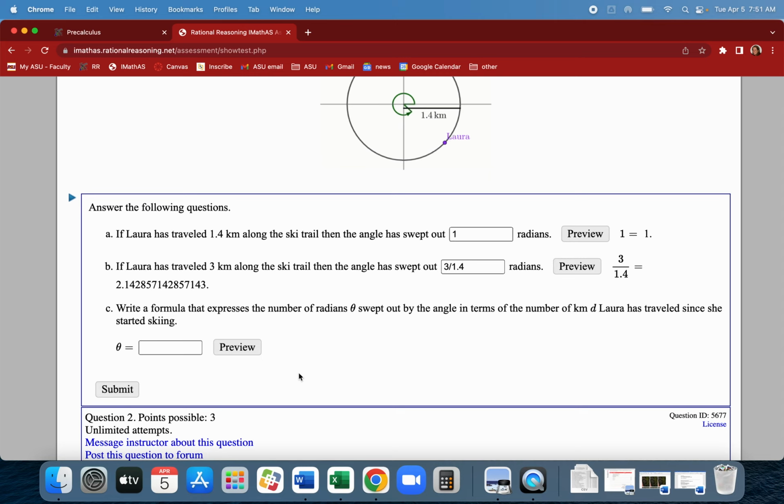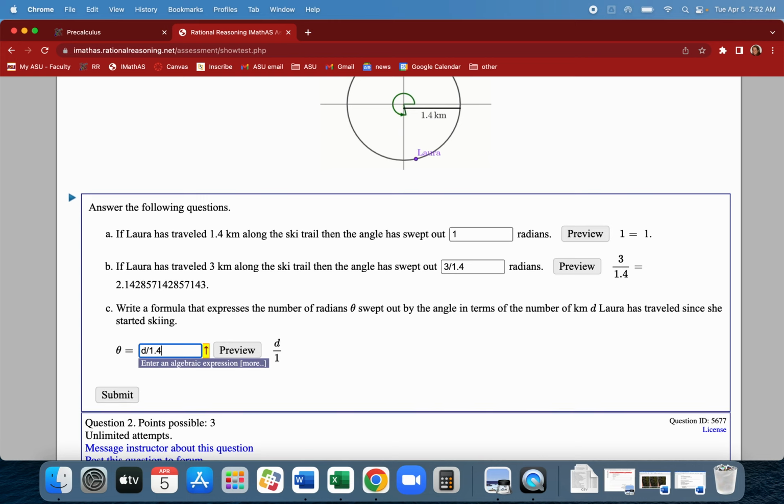But in general, I can find theta by doing arc length divided by radius. And our arc length is going to change. It's d, this unknown quantity here. The distance traveled is going to change, but it's around the same circle, right? Divide by 1.4. So d over 1.4, or her distance divided by 1.4, is always going to give us the angle she's traveled through.